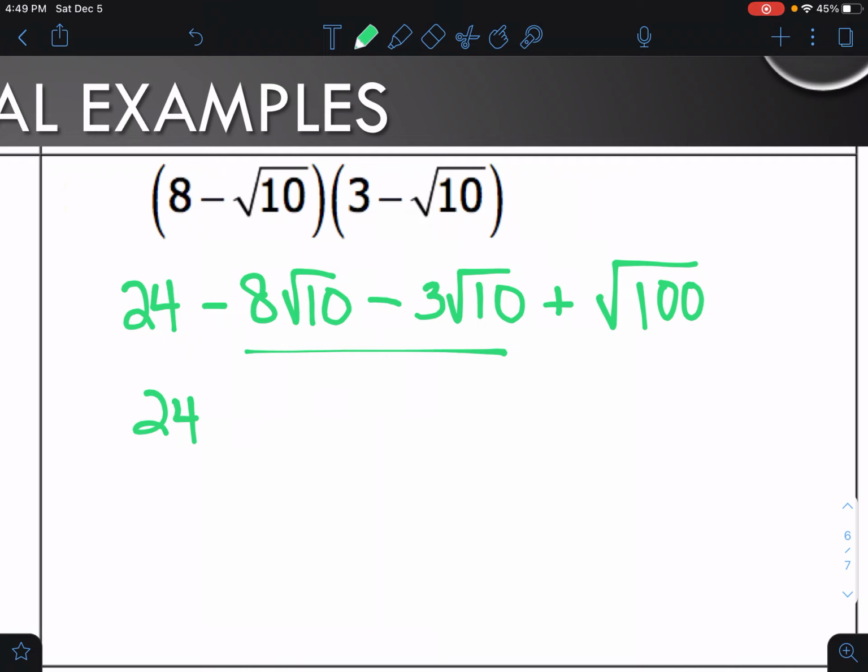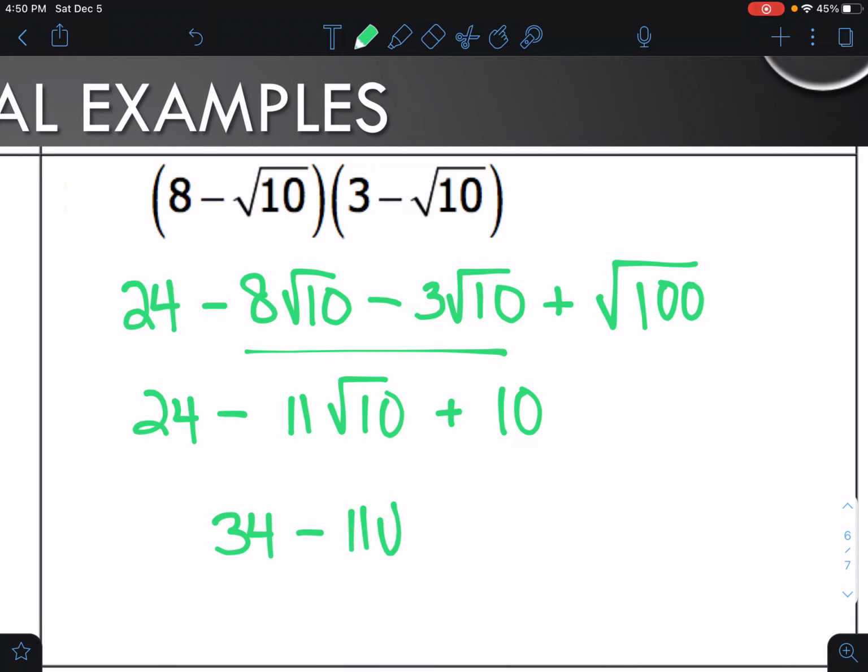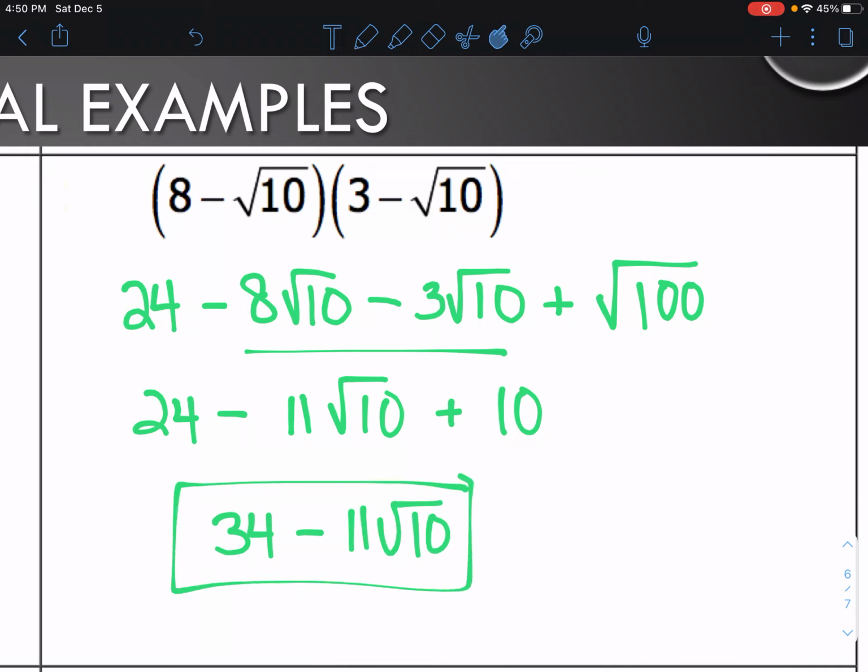I can combine these middle ones, so that would be minus 11 root 10. And then plus, square root of 100 is 10. So I don't even have to break that apart. So now I'm just going to go, let's see, 24 plus 10 I can put together. That's 34 minus 11 root 10. And that's my answer.